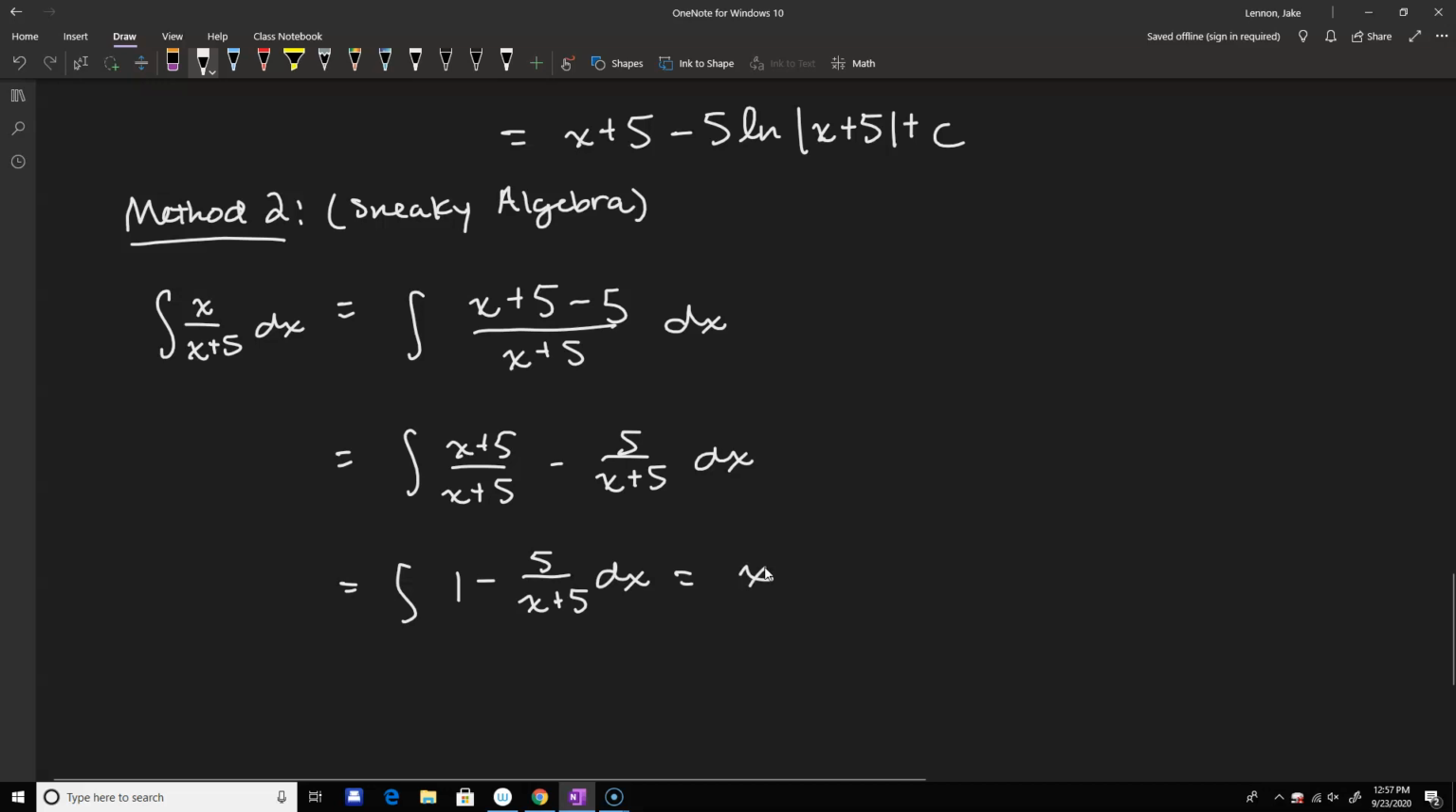And so then we're just integrating 1 minus 5 over x plus 5 dx, and this will have an antiderivative. The antiderivative of 1 is just x, and then we have minus 5 times the natural log of the absolute value of x plus 5 plus a constant.